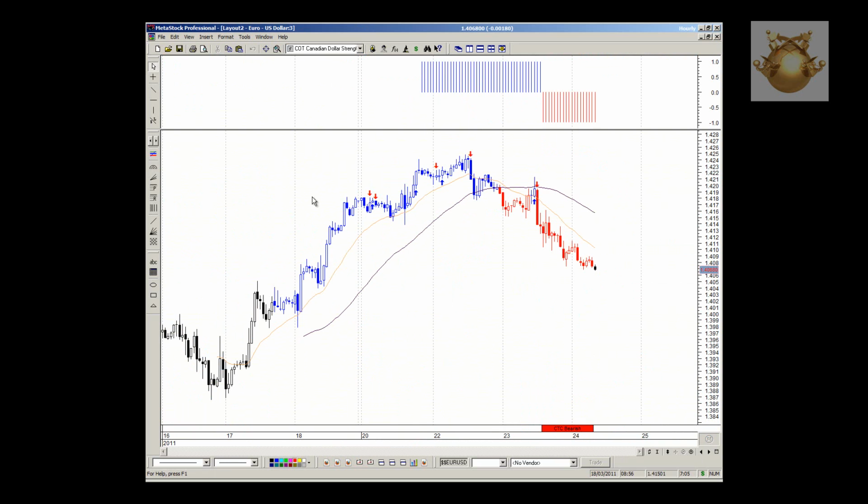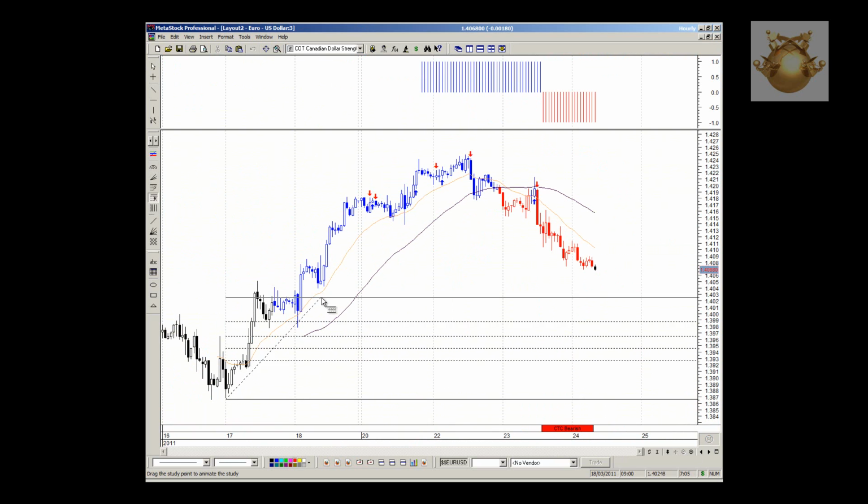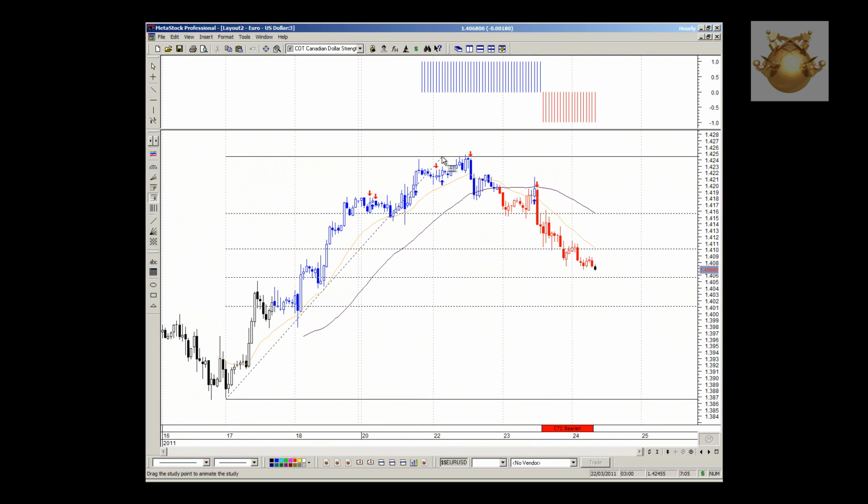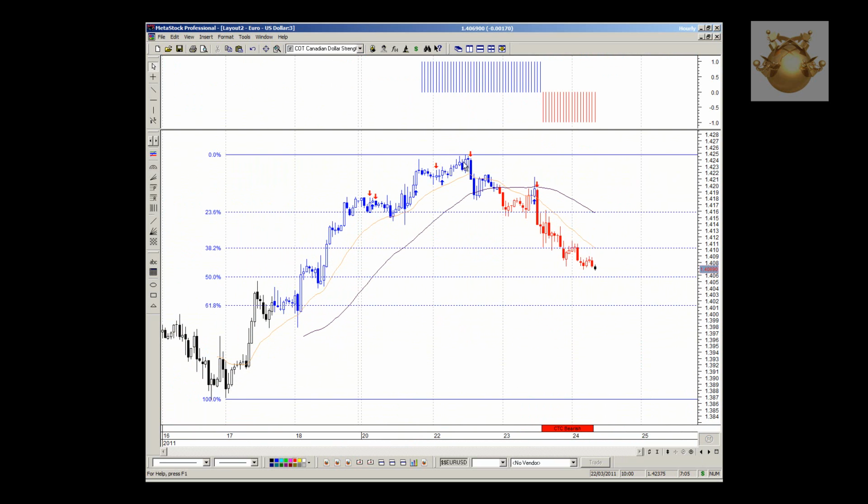You can see that. What we can do is do a fib projection. This was the start of the move to the upside, and then we hit resistance, and then we've had a pullback. We've had a pullback to 23.6, which didn't stick, 38.2, which didn't stick. You notice they got support, support, support, a breakout, pullback, continuation. 50 is the next one.